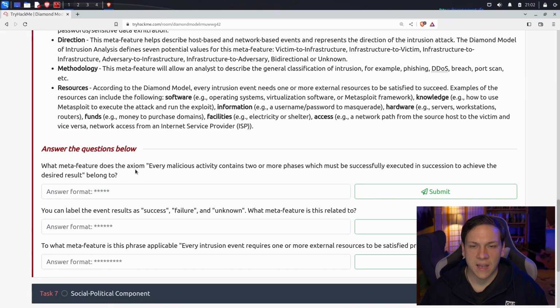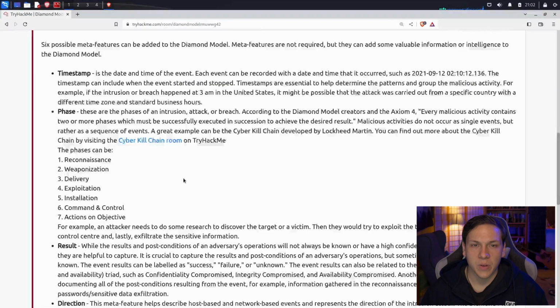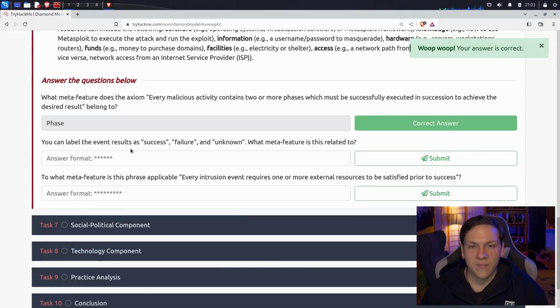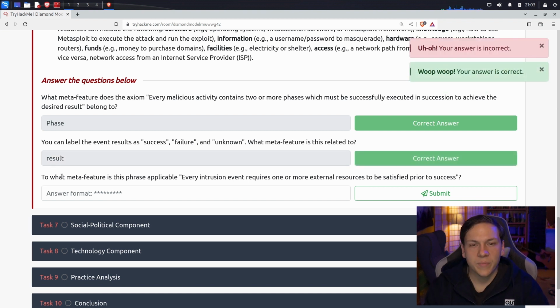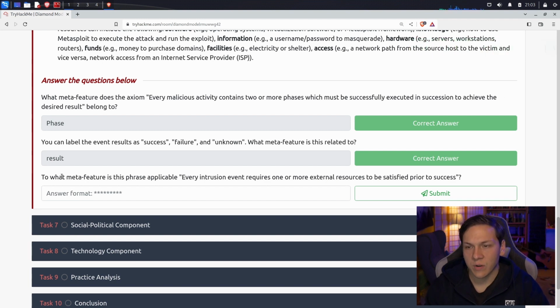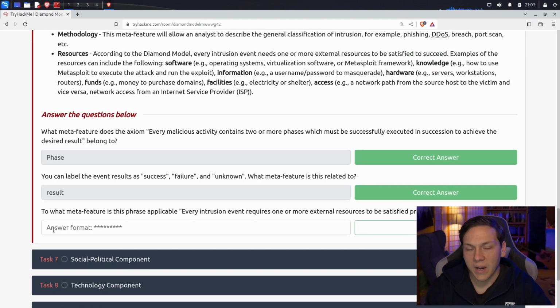What meta feature does the axiom "every malicious activity contains 2 or more phases which must be successfully executed in succession to achieve the desired result" belong to? That would be phase. You can label the event results as success, failure, and unknown. What meta feature is this related to? That is results. To what meta feature is this phrase applicable? Every intrusion event requires one or more external resources to be satisfied prior to success. That's resources.